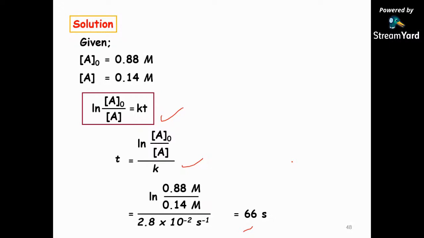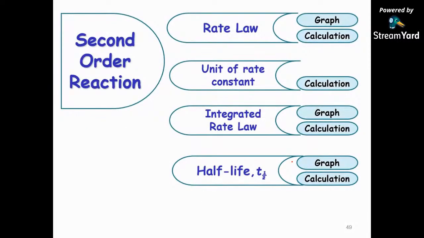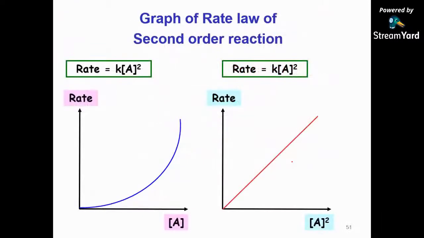Please, this part is very famous. You have to know the calculation for zero order, first order, and second order. Of course, you have to memorize the formula. No worry, later I will do a summary with you all. After the summary, it is easier for you to recall all of the formula, the integrated rate law, the half-life, the pattern of the graph, and the unit of each order of the reaction. Same thing for second order. So this is the pattern of the graph of second order.